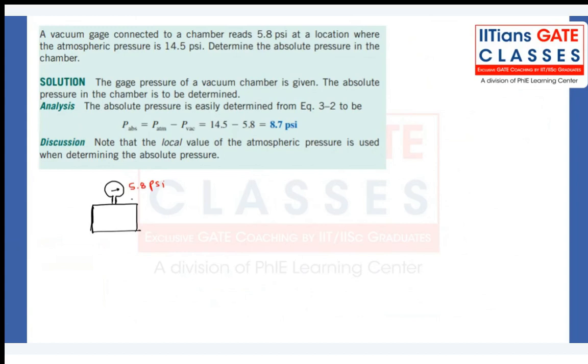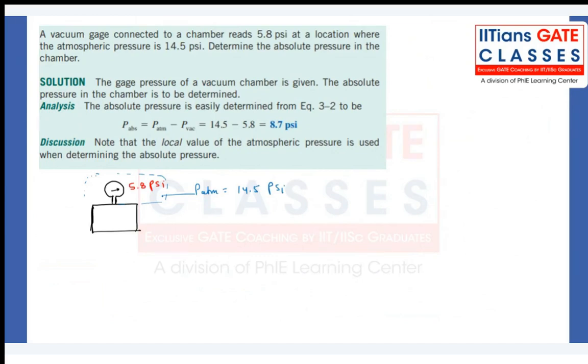Where the atmospheric pressure, P atm, is given as 14.5 psi. They are asking what is the absolute pressure in the particular chamber. Tell me, guys.